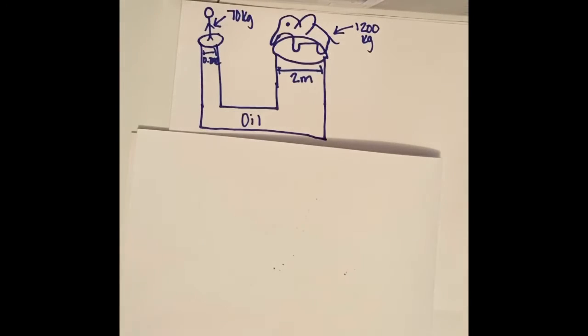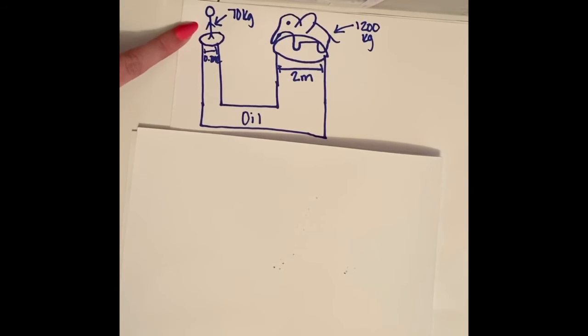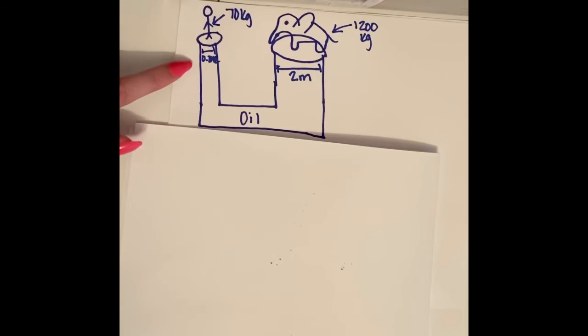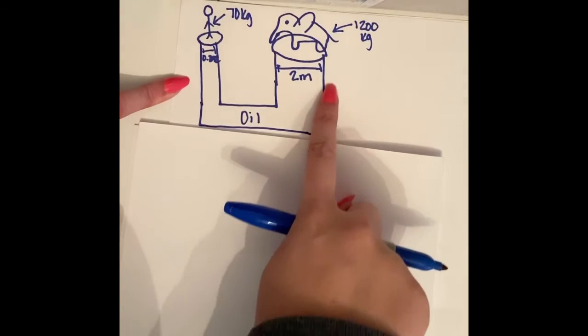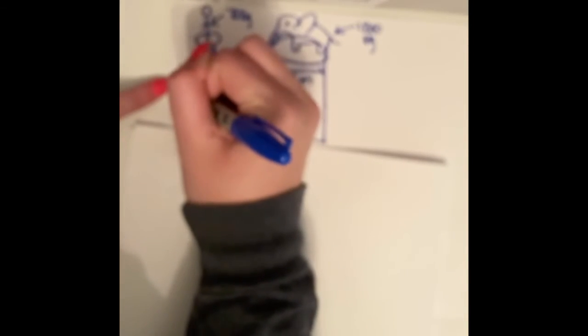For part B, this question asks, when a second student joins the first, the piston sinks 35 centimeters. What is the second student's mass? So we're adding a student on this side, and we don't know his mass, but we know that this sinks 35 centimeters. Therefore, the elephant must go up 35 centimeters, because when force is pushed down here, it will be pushed up here.